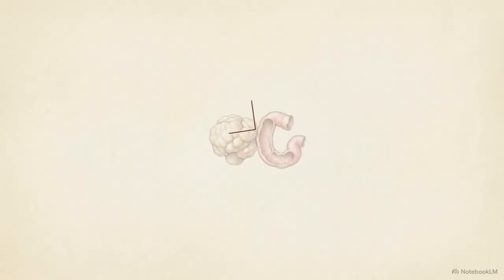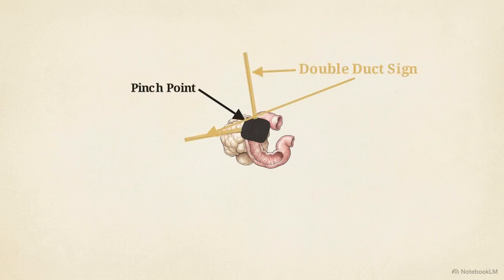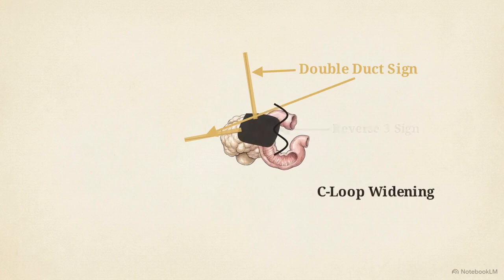This diagram demonstrates the classic double duct sign. A mass creates a central pinch point, causing simultaneous upstream dilation of both the common bile and pancreatic ducts. Other historical markers include the Frostberg reverse 3 sign and duodenal C-loop widening on plain X-ray.